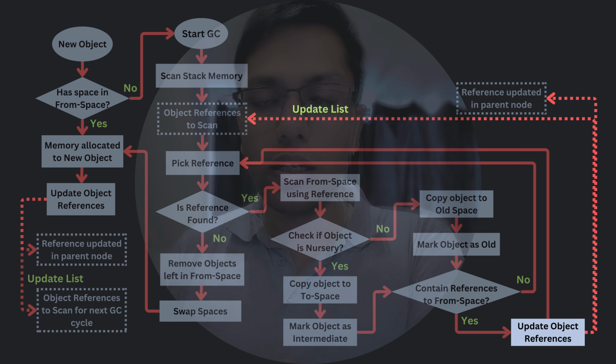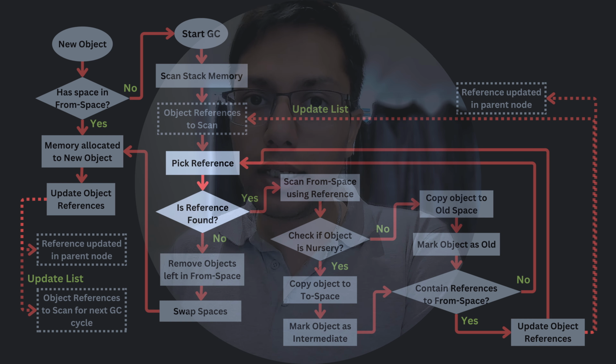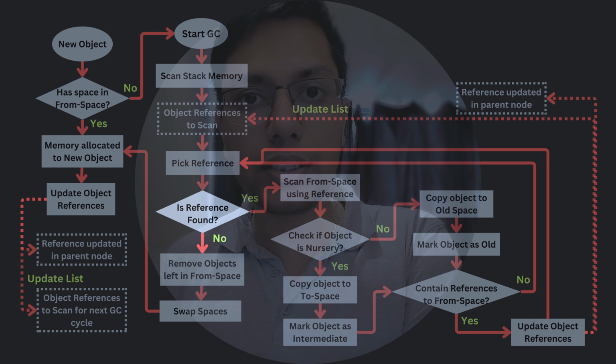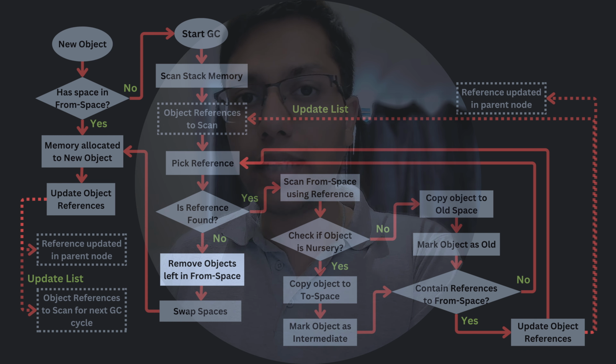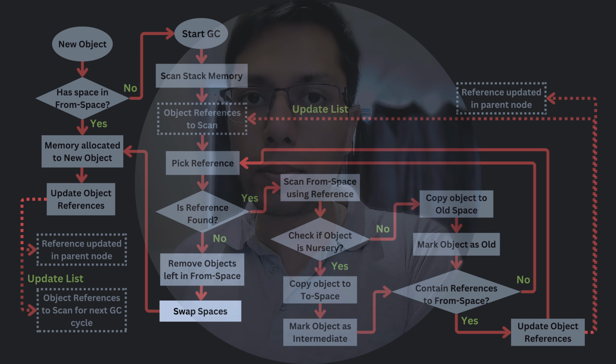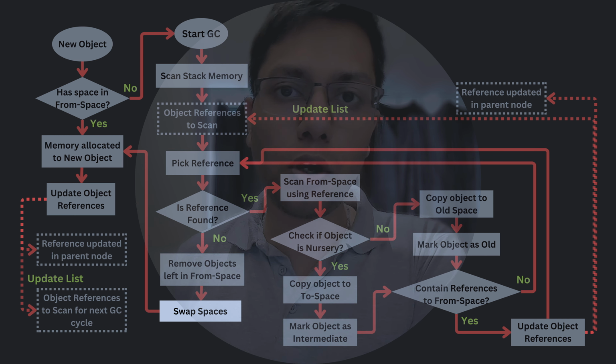After that, another reference is picked up from this list and the process repeats until all the nodes are scanned using these references. Now, at this point in time, we know that the garbage collector has scanned all the nodes that it could reach inside from space. So, any nodes that are unreachable after this must be dead objects, or objects which are not in use anymore. Hence, in the next step, all the memory allocated to these dead objects is deallocated and the entire from space is cleared. After that, the spaces are swapped, which means that the from space becomes to space and to space becomes from space.